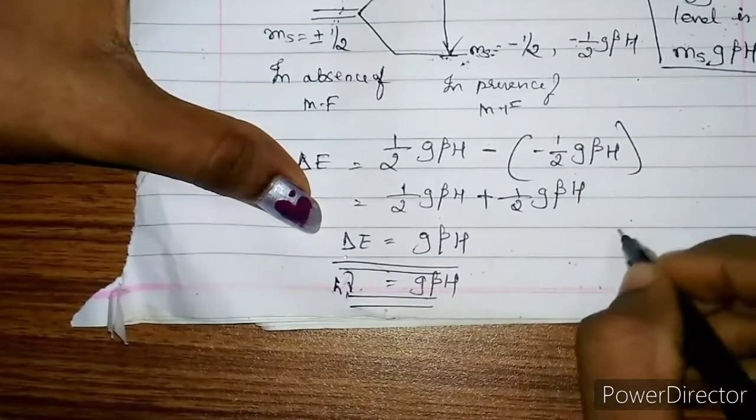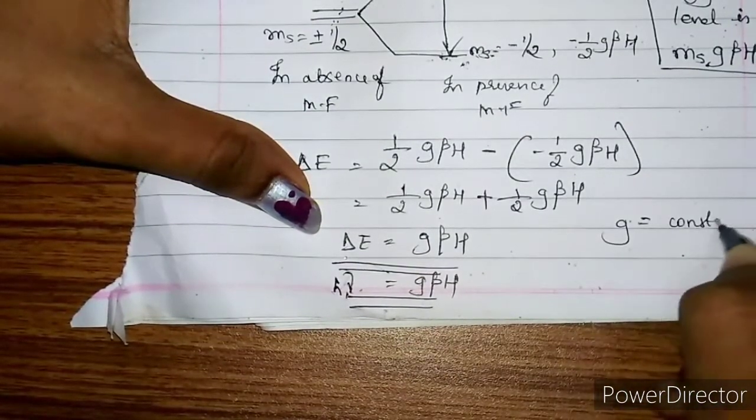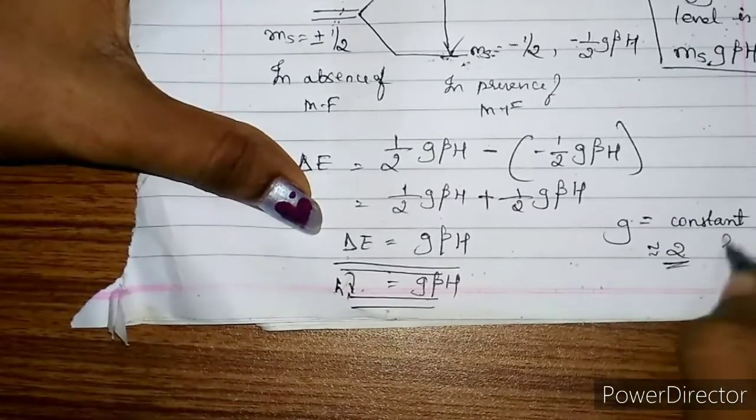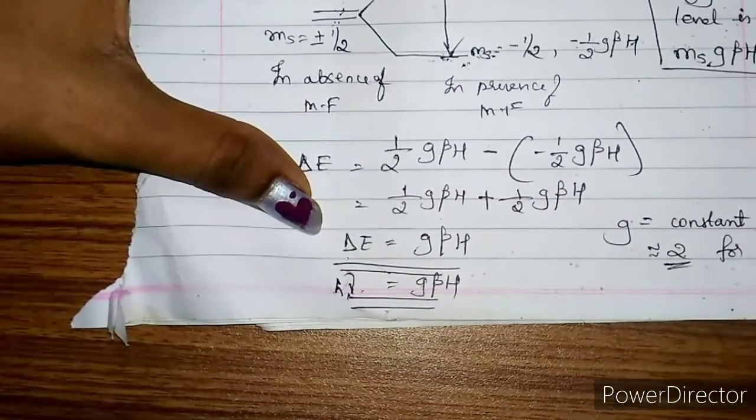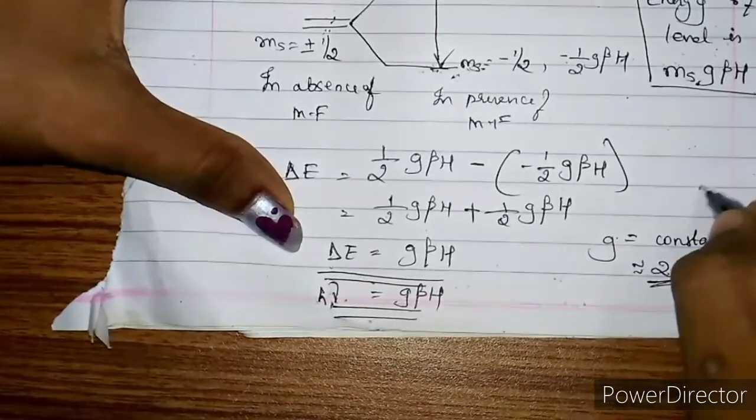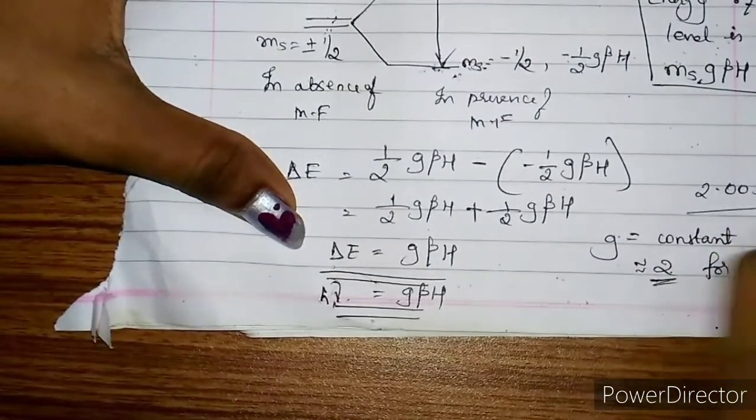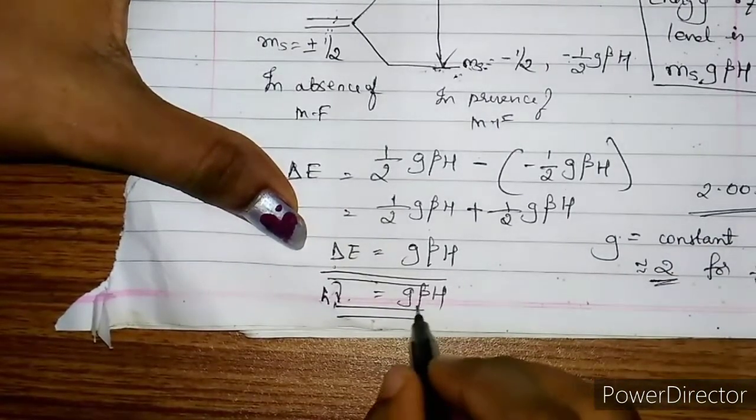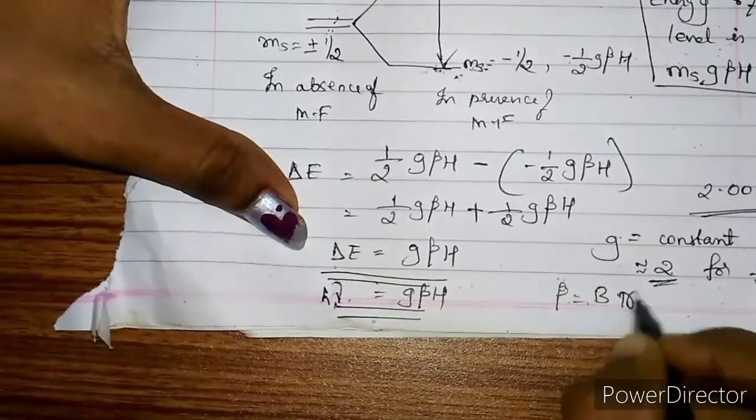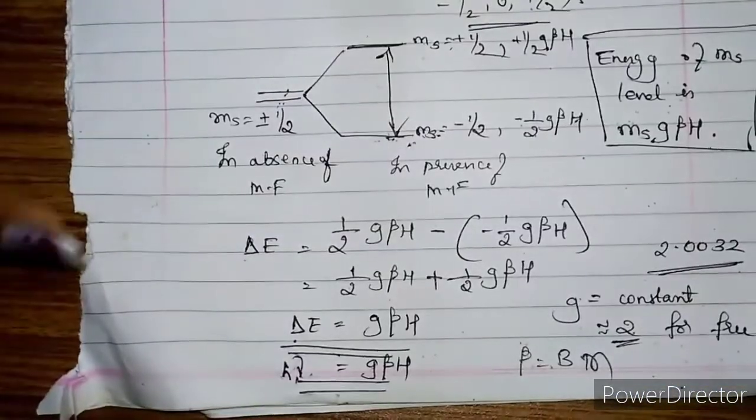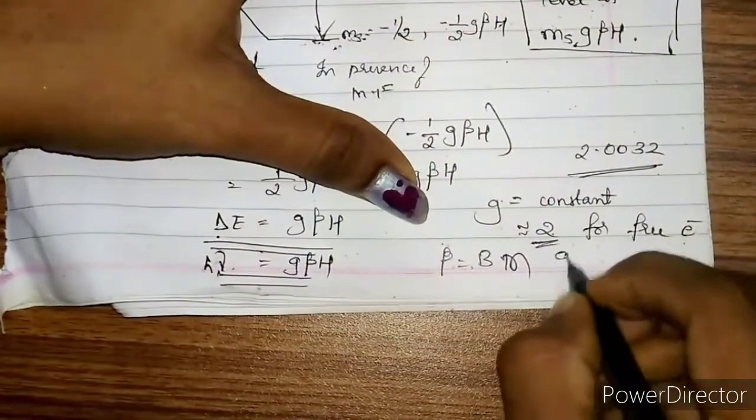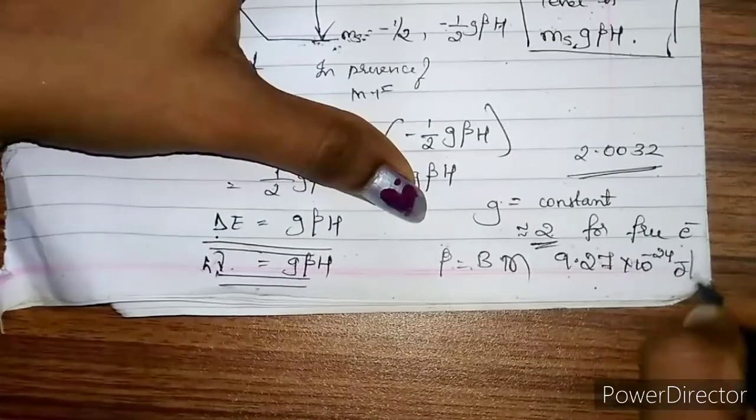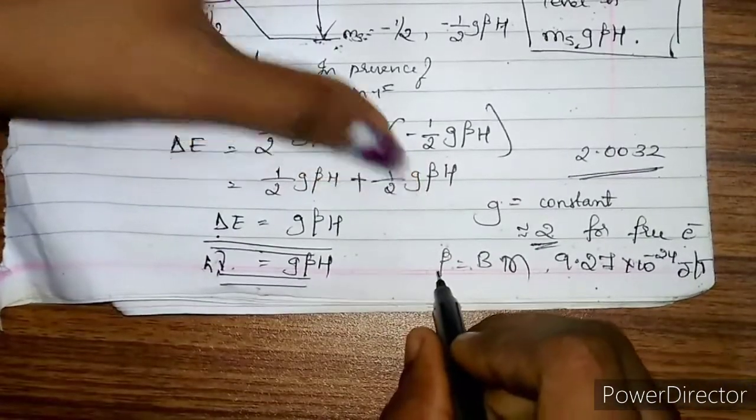g is the constant and its value is nearly equal to 2. Its value is 2 for the free electron. Actual value is around 2.0032. You can take it as equal to 2 for problem solving and all. Beta is the Bohr magneton. Its value is 9.27 into 10 to the power minus 24 joule per Tesla.